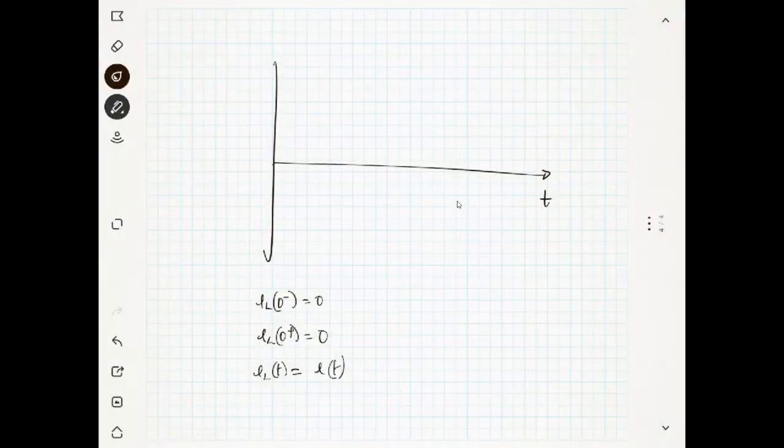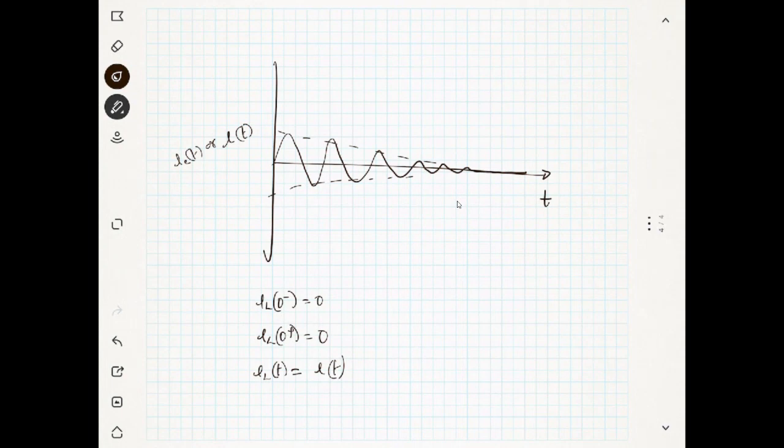So at first there will be oscillation. The current will be going like this, and after some time the current will go to 0, or you can say it is exponentially decaying like this. So this is I of t, or IC of t, or IL of t. At this point I of t will be equal to 0, right? Yes, sir. The capacitor is fully charged.